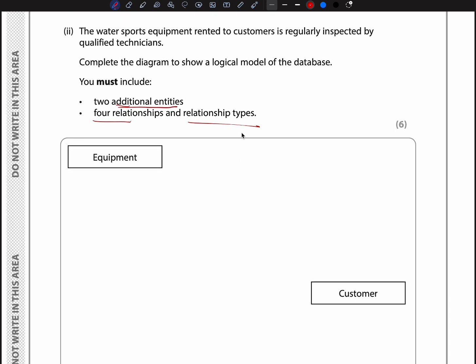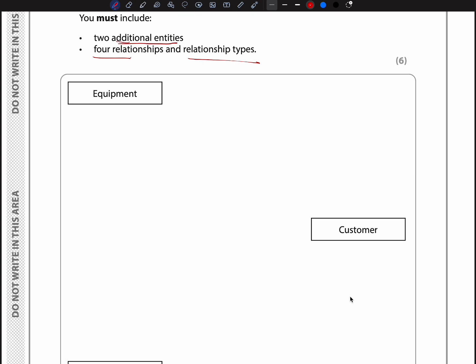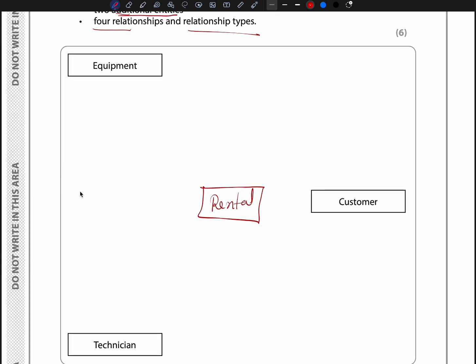So they are saying that the water sports equipment is rented to the customer, we get the value of the customer, right? Equipment is also here. Then technician is also here, qualified technician. They say two additional entities. So how can we connect the additional entities? If we think customer to additional, right? So customer can rent. So with rental, we can add a relationship. And technician inspected, right? So technician inspection.